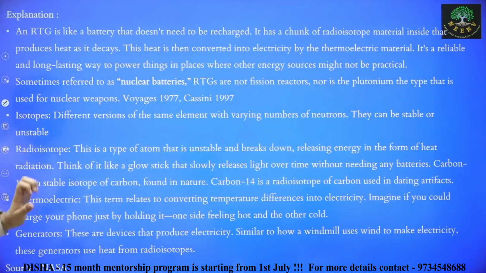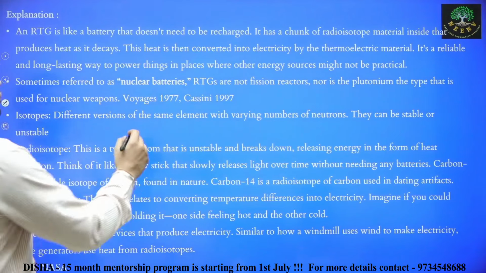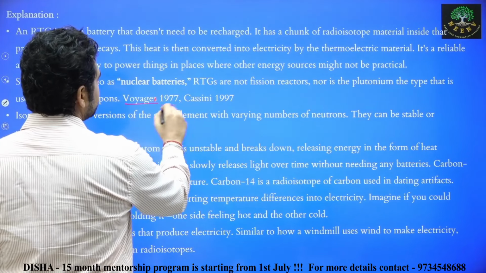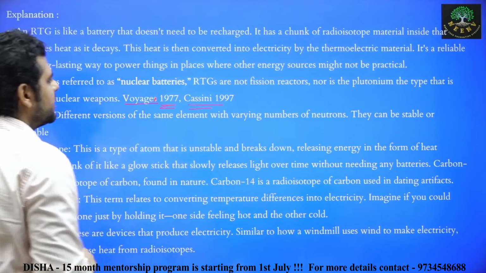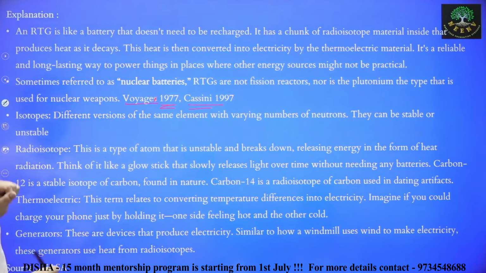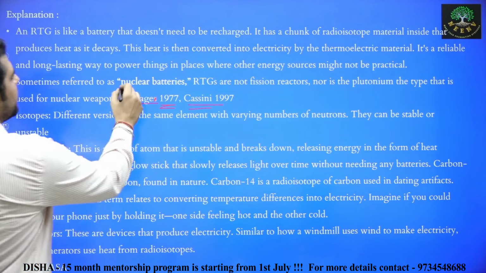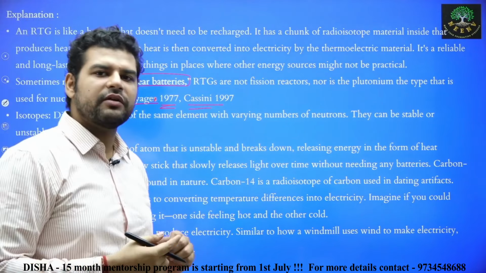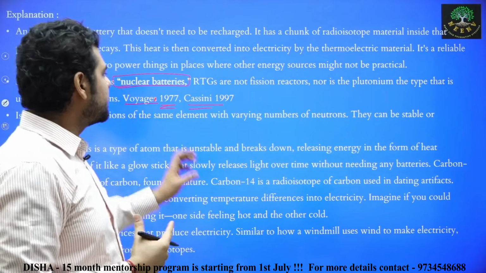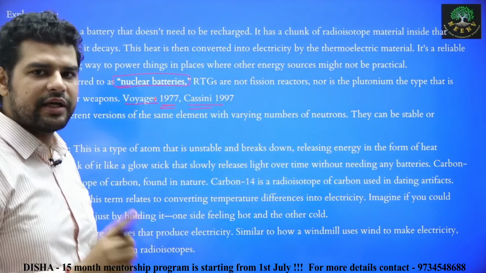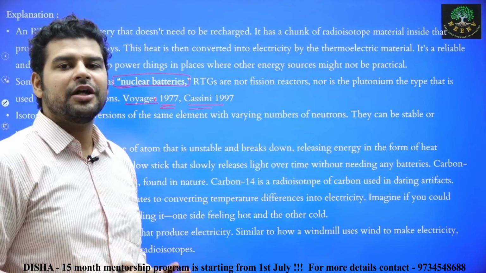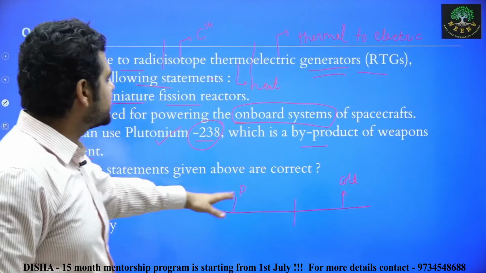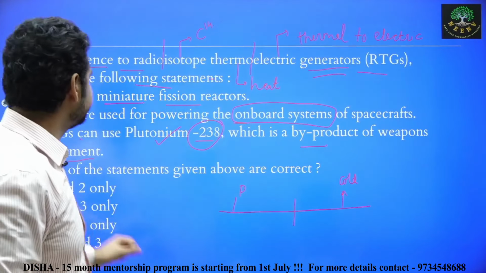So we have seen the explanation. Yes, this was used in Voyager in 1977 and Cassini in 1997. RTGs are also called nuclear batteries, which also creates confusion. UPSC could have asked this also. So the point is, they are called nuclear batteries, but here is the trick: they are neither fusion nor fission reactors. They are not reactors. Like the process I told you, it converts thermal to electric, right?